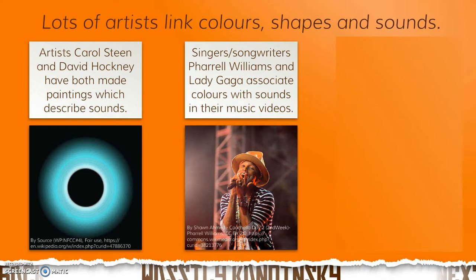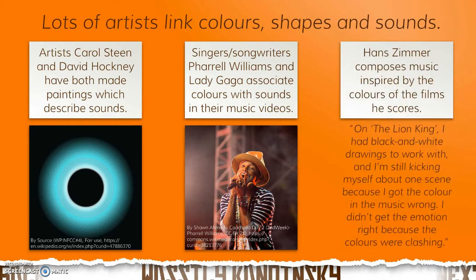So in this case, they're using colours to represent the sounds they're actually making, rather than making colours to represent sounds they're listening to. And Hans Zimmer, the famous composer who composes scores for lots of films, is inspired by the colours of the films he uses. And he mentions here, on The Lion King I had black and white drawings to work with, and I'm still kicking myself about one scene because I got the colour and the music wrong. I didn't get the emotion right because the colours were clashing. So he actually looked at the images that were being created, and based on those colours is how he was trying to get his emotion.